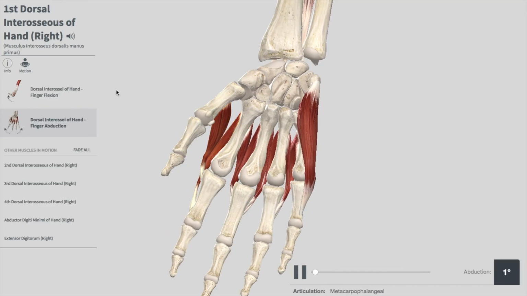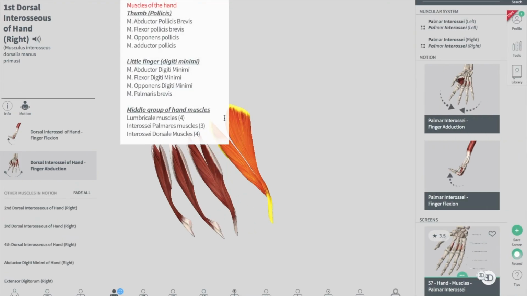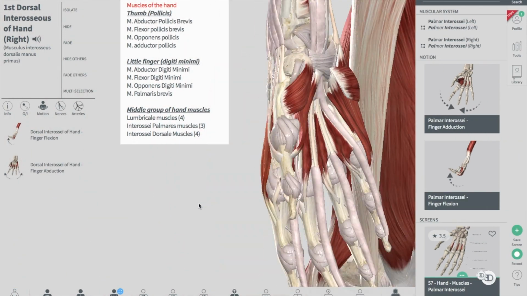All right, and that was the muscles. That was a video about the muscles of the hand, and I hope this was helpful.